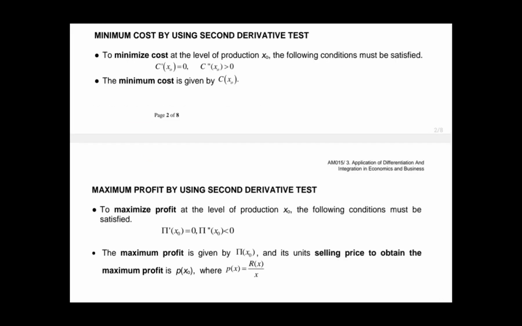How to determine the minimum cost by using the second derivative test? To minimize cost at the level of production X0, the following conditions must be satisfied. The first one is C prime at X equal to X0 equal to 0. And the second condition is C double prime, the second derivative, at X equal to X0 is greater than 0. Then the minimum cost is given by C of X0.